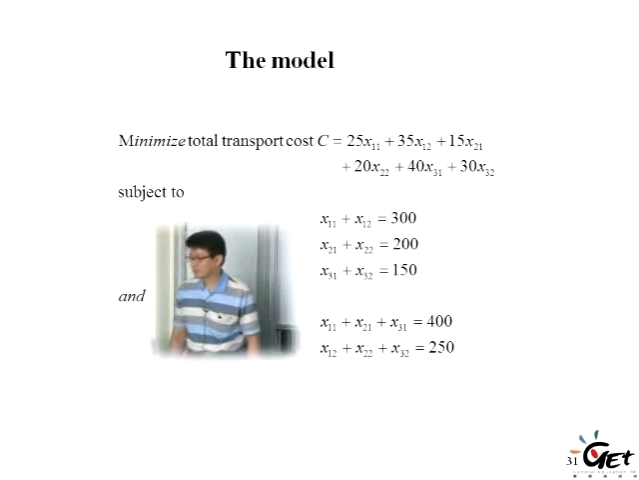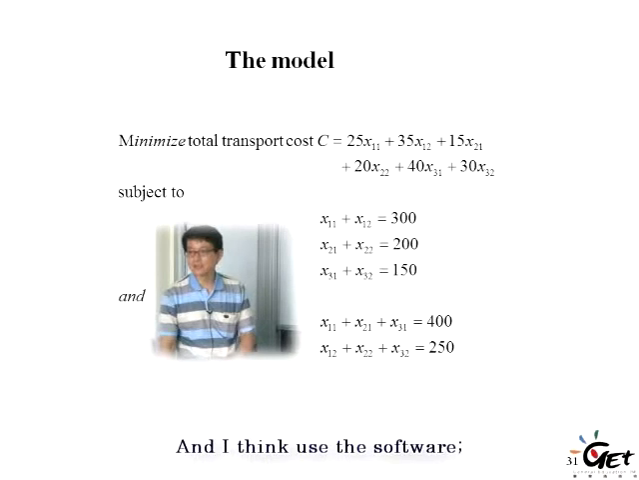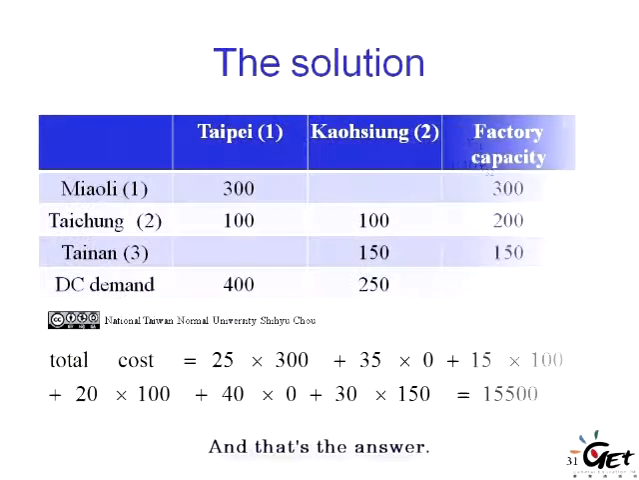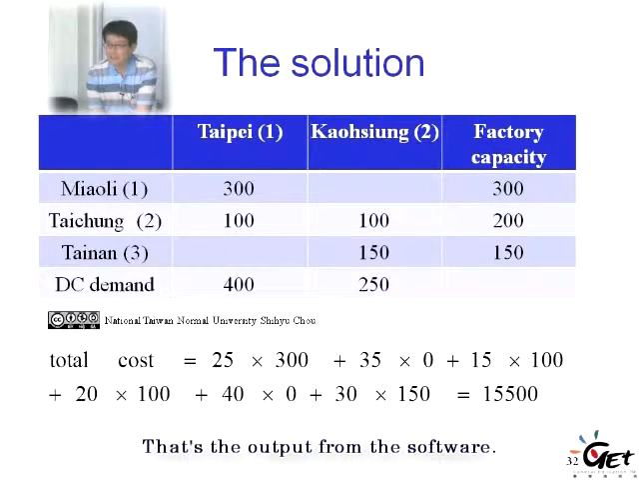That's all. This is a very simple example. And if you use software, it can give you the answer in a very, very short time, maybe less than one second. And that's the solution. The solution is in these 6 cells. Here and here, empty cells, actually you can put 0. It's the output from the software.